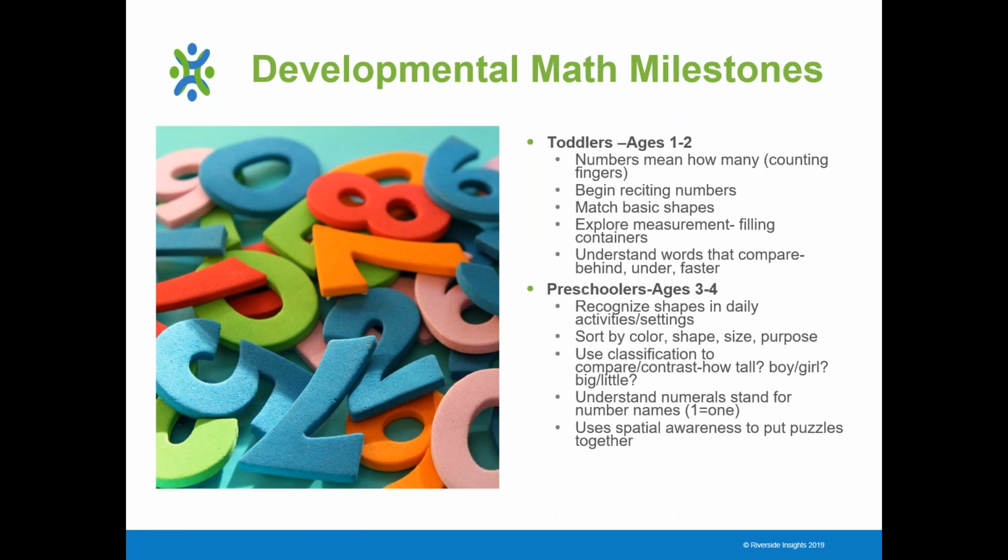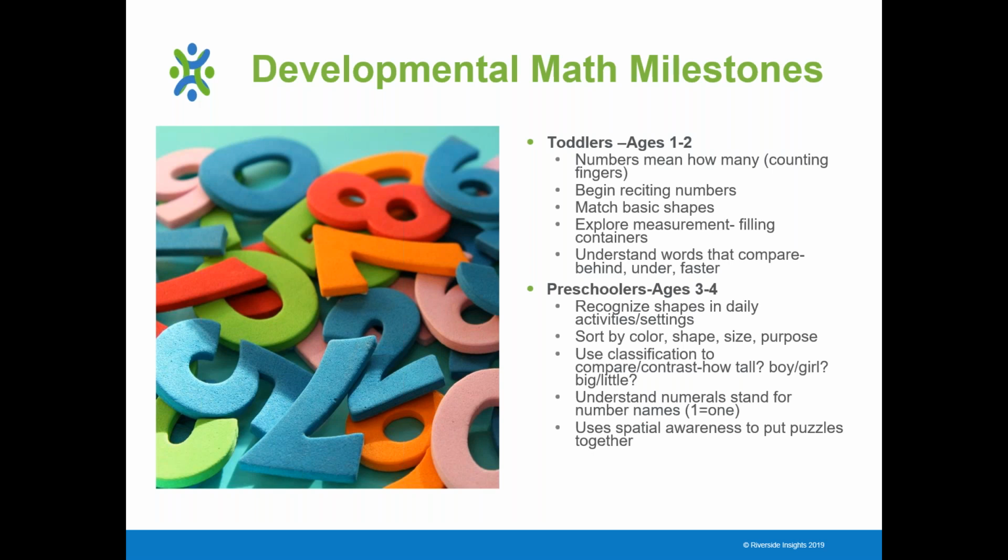Again, we list these here just for you to see and to be able to reference as you are assessing these young kiddos, to see what is considered typically developing milestones versus atypically developing, so that we can compare students' performance. So for toddlers ages 1 to 2, they should know that numbers mean how many, so they're counting with their fingers. They're able to match some of the basic shapes.